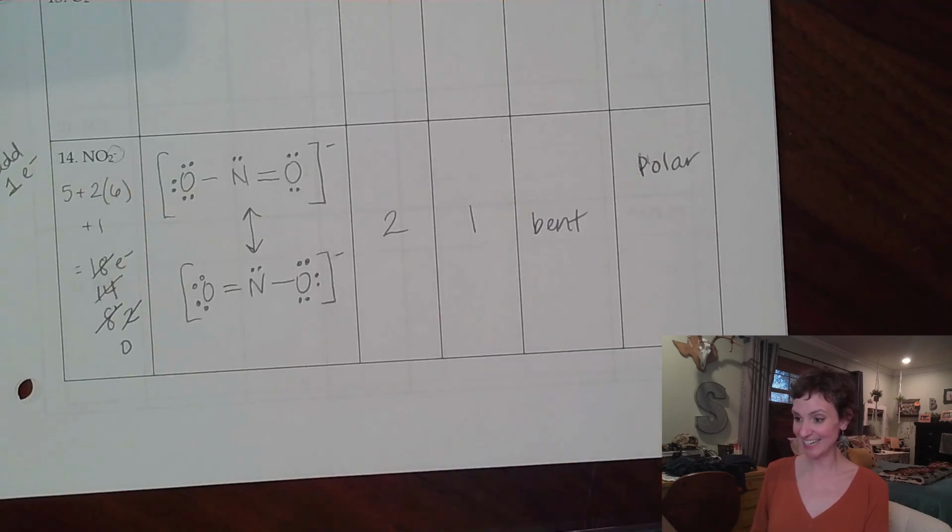Okay, so that's the deal. You're going to be polar if you have different outer atoms or a lone pair on the central atom. If you do not have either of those things, you will be nonpolar, because that will lead to a canceling out of the individual bond dipoles, which leads to the molecule itself being symmetrical.